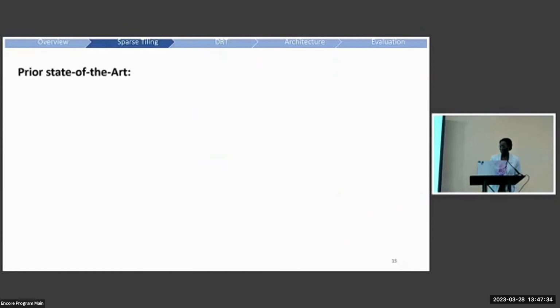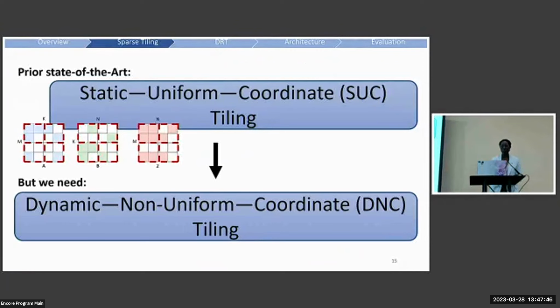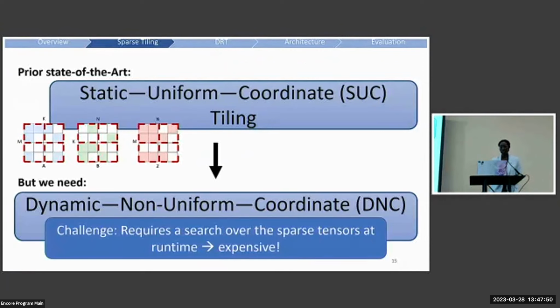So at a high level, the state of the art applied dense tiling to sparse workloads, and we can call this static uniform coordinate, or SUC tiling. But what we actually need is dynamic, non-uniform, coordinate-based tiling. But this DNC tiling scheme requires a search over all possible tile shapes, subject to the constraints that shared dimensions across operands are the same, and that you don't overflow any of the storage that you have. So clearly, this is going to be really expensive.